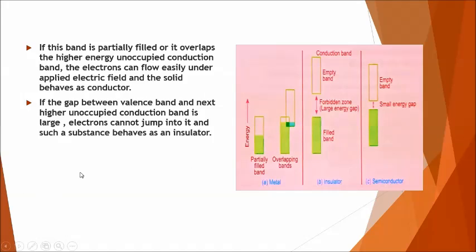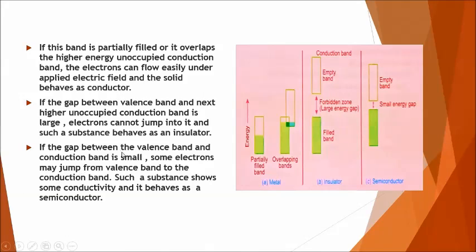And the last one, semiconductor. Here the gap between the valence band and the conduction band will be small. The gap is not too large. So some of the electrons may jump from the valence band to the conduction band, and such a substance shows some conductivity and behaves as a semiconductor. And semiconductors are very few, so we mostly use conductors and insulators.